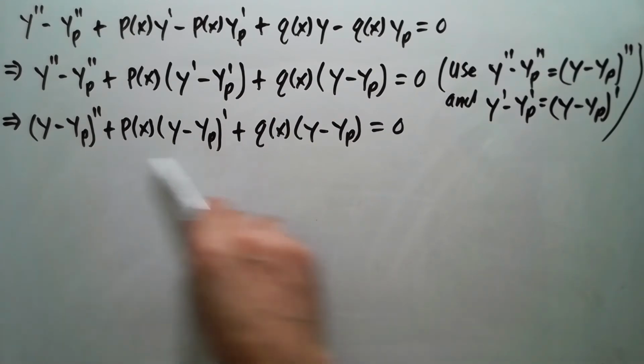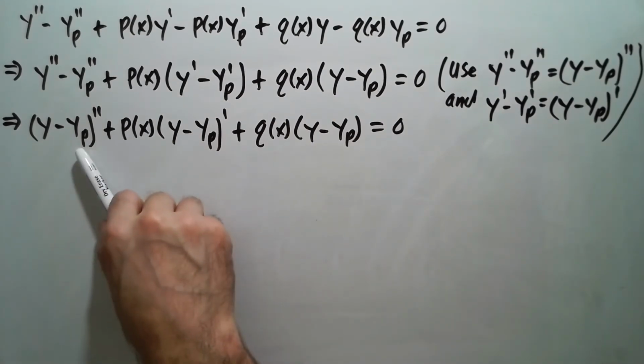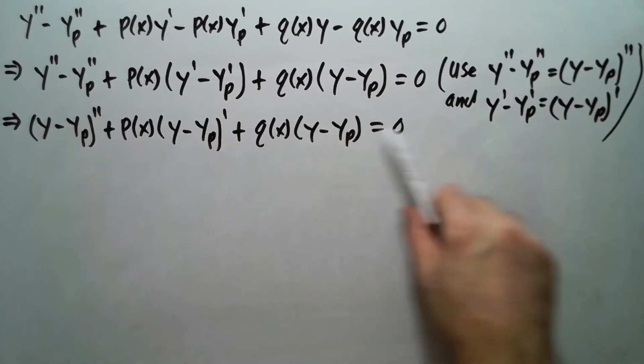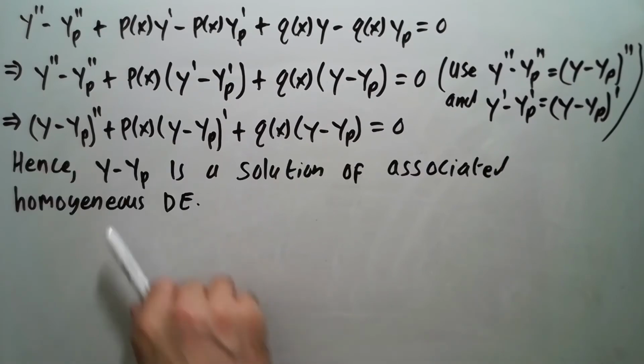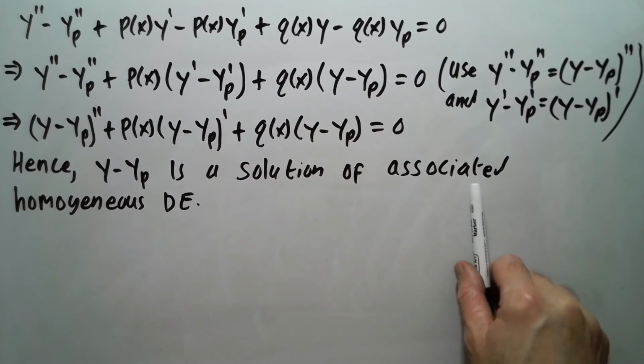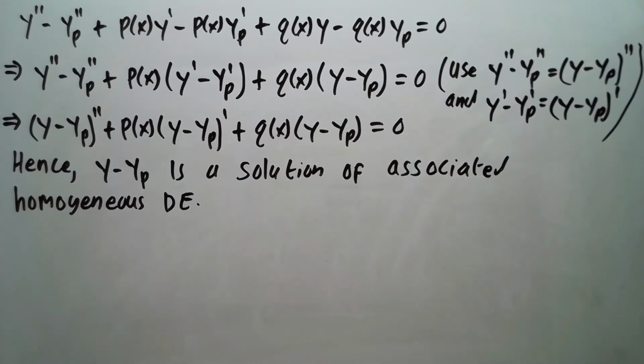Okay, so we have this then, and this shows that y minus yp is a solution of the homogeneous differential equation, so the differential equation equal to 0. So let's note that here. We have our y minus yp is a solution of the associated homogeneous differential equation, which just means where it's equal to 0. So by theorem 5 now, we know that the solution of this associated homogeneous differential equation will be linear combinations of y1 and y2. So hence we can say the following.